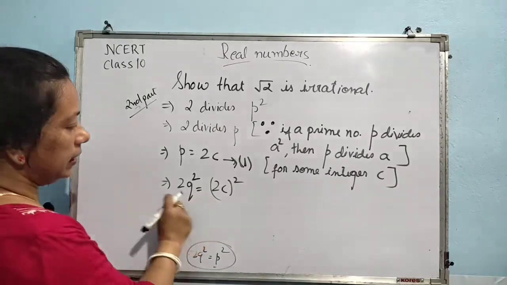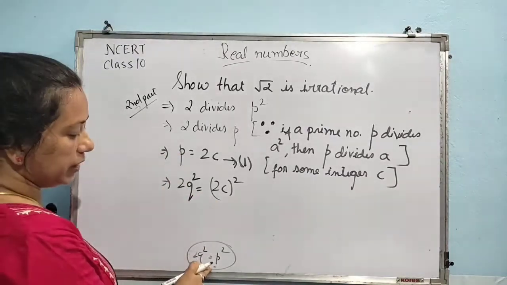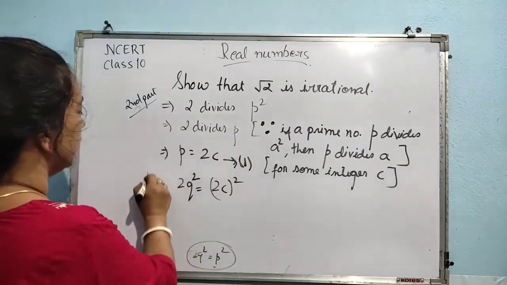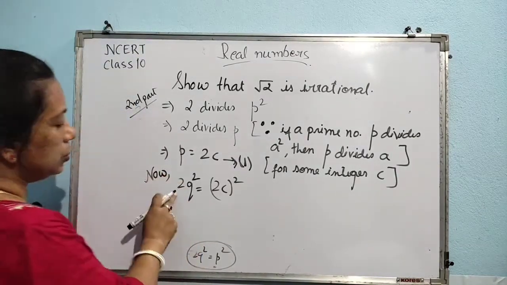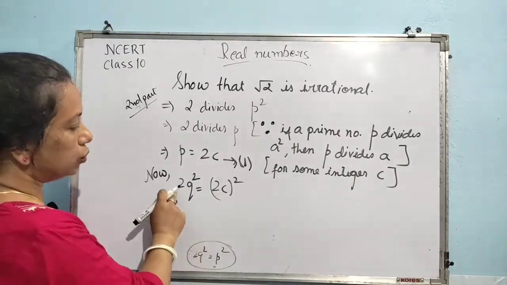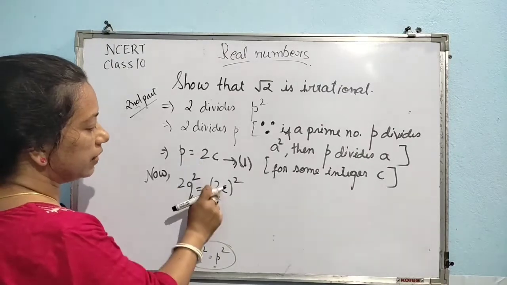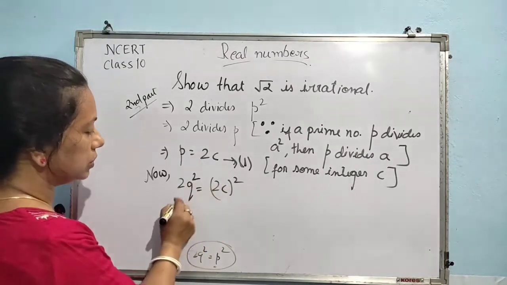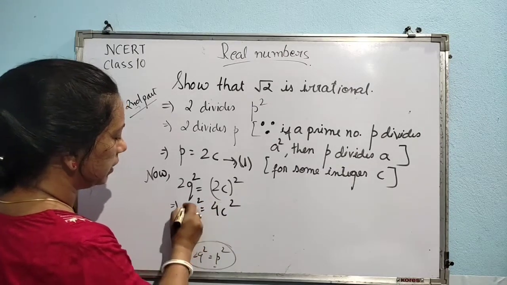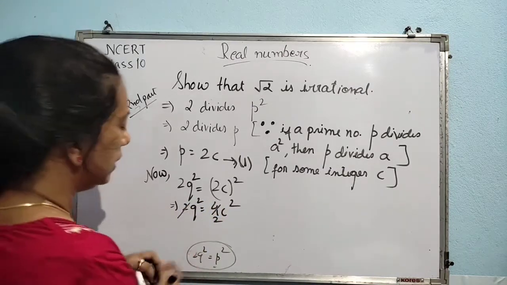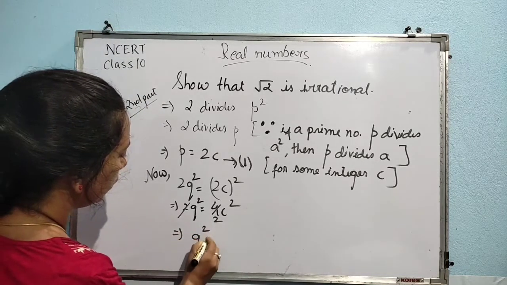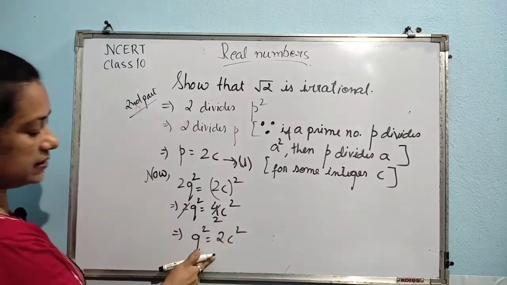See, we were having 2q square is equal to p square. No need to write implies, we can write now. 2q square is equal to p square was there, earlier we got this one, isn't it? So 2q square, instead of p I am putting the value of p as 2c whole square. So what we will be getting, 2q square is equal to 4c square. Now I can cancel this 2. So ultimately what we are getting, q square equal to 2c square. Again the same thing.